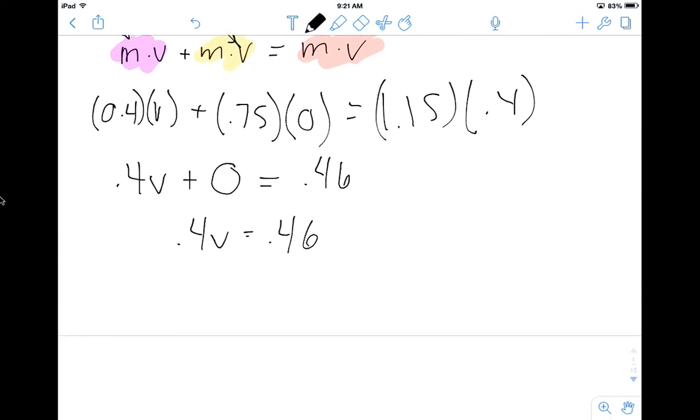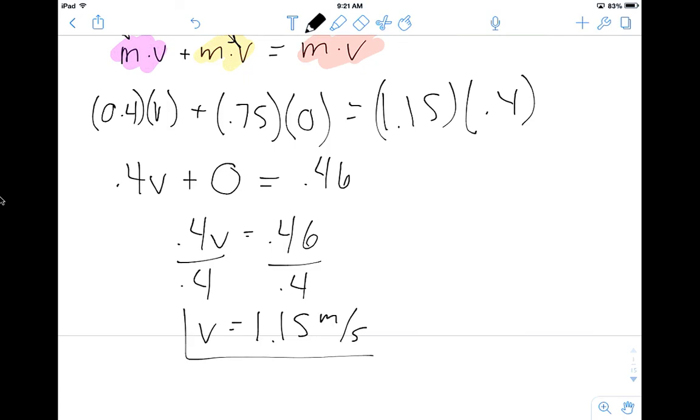Now I'm still trying to get V by itself, so the last thing to do is divide both sides by 0.4, and I'm going to get V equals 1.15 meters per second. Okay, so that's how you do number one on inelastic collisions.